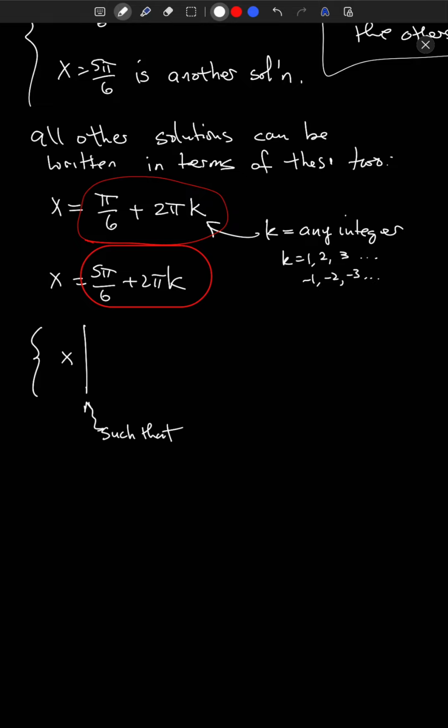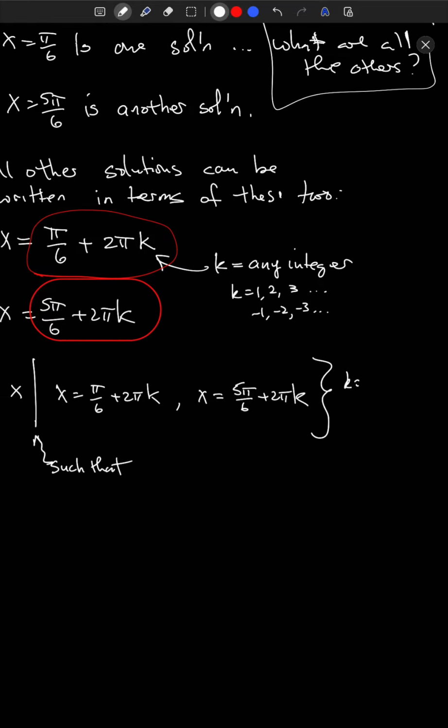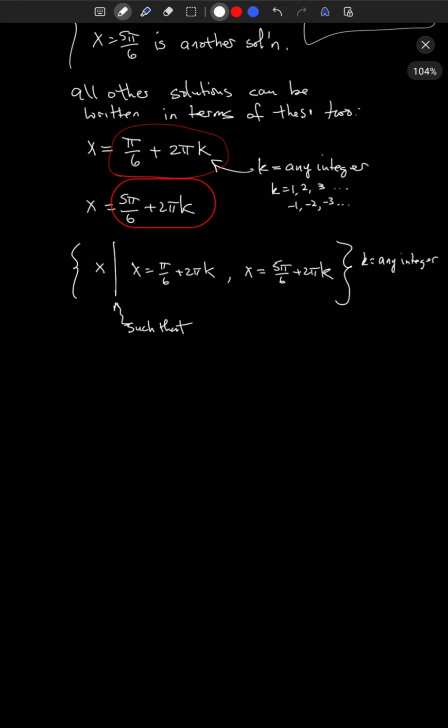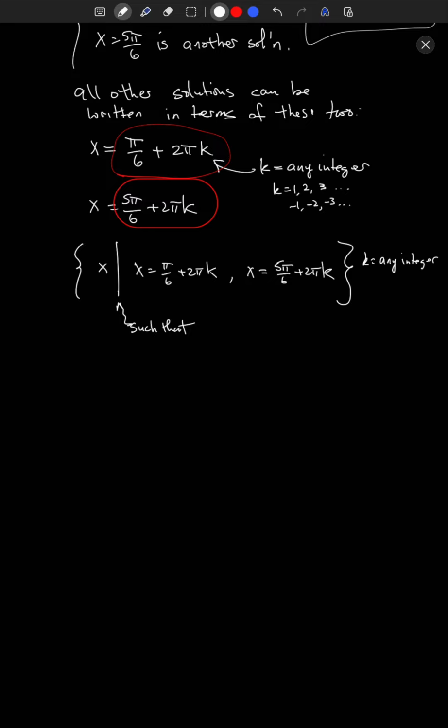Okay, so x such that x is equal to pi over 6 plus 2 pi k. All right, and then our book likes to use the word "or" here. So we could use "or" or just a comma. I think maybe let's just use a comma. x equals 5 pi over 6 plus 2 pi k, and then close parentheses. And then probably you should say k equals any integer. Okay, so this is a nice shorthand way of expressing every single solution to the problem.